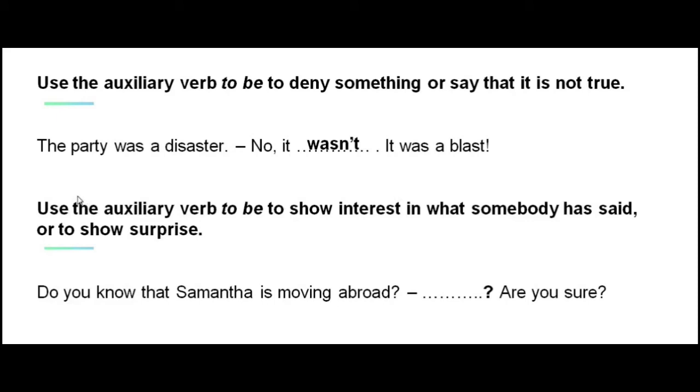Note that the auxiliary verb to be can also be used to show interest in what somebody has said or to show surprise. Read the following sentence and fill in the blank using the appropriate form of the helping verb to be. Don't you know that Samantha is moving abroad? Are you sure? Is she? Are you sure?